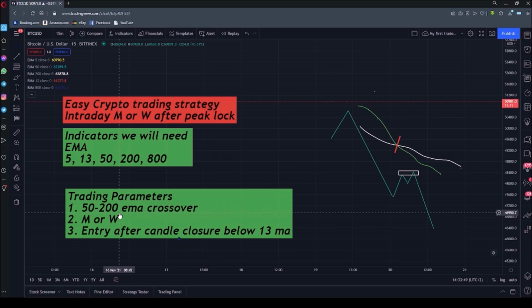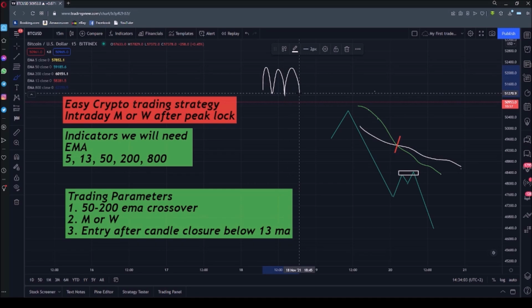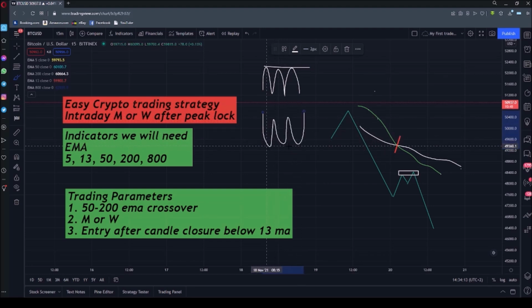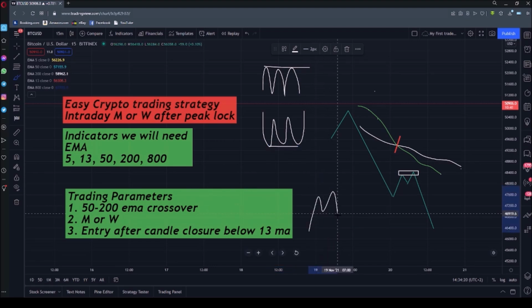After that crossover, we need to see a clear M or W. This may come as a triple top or a triple bottom. By triple top, we mean we have 1, 2, and 3 legs hitting the same point, or a triple bottom where we have 1, 2, and 3 legs hitting the same region. So this is basically a variation of the theme, where we have just varied either an M or a W.